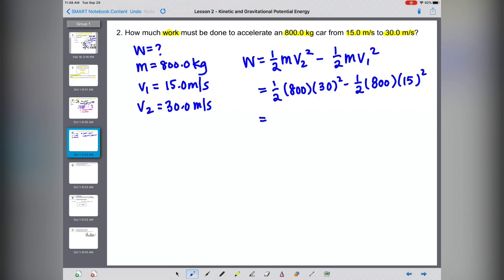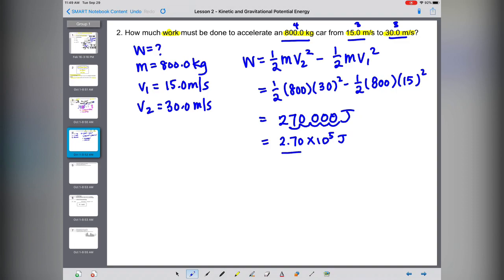So I got 270,000. Check significant digits. There is 4 here, 3 and 3. So I need 3 sig digits. Okay, let me just write the full answer. Make sure we're all getting this. So I got something like this on my calculator. If I want 3 sig digits, 2.70 times 10 to the 1, 2, 3, 4, 5 joules. This is the one you must express in scientific notation, or you won't be able to show the 3 sig digits, right?